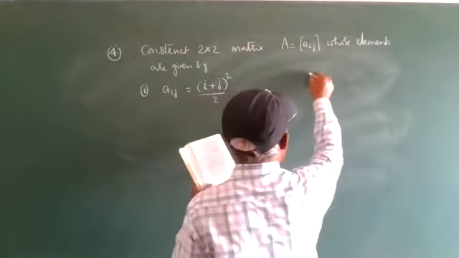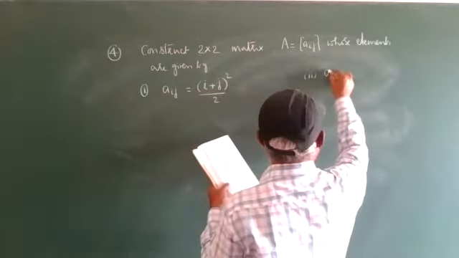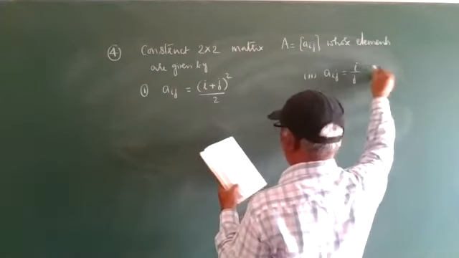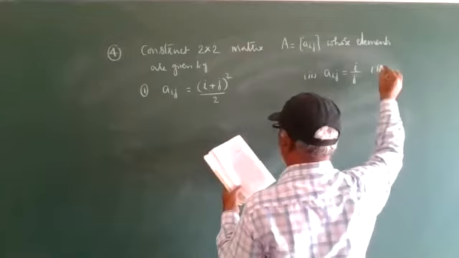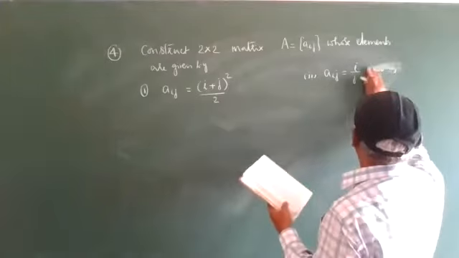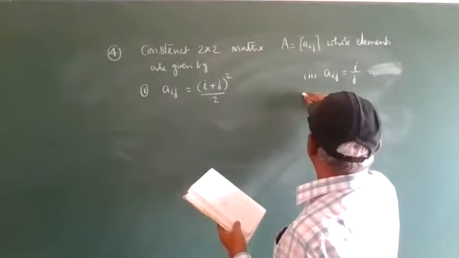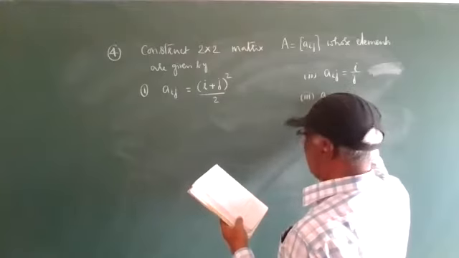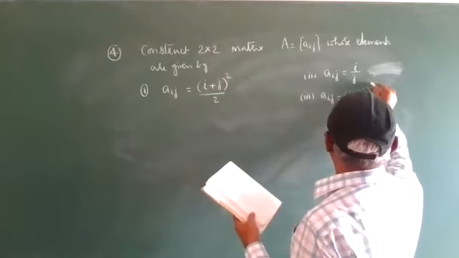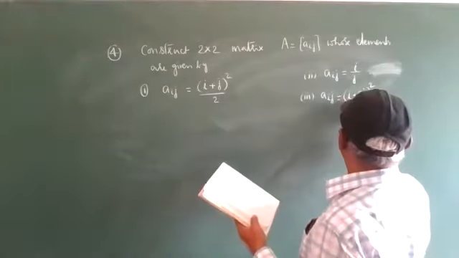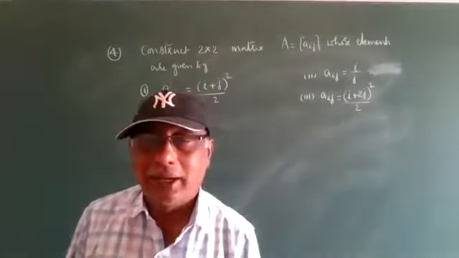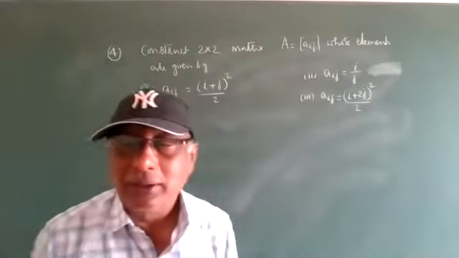The second bit: Aij, the general element, is i by j. The third bit is also given: Aij, the general element, is (i plus 2j) whole square by 2. I will do one problem, very easy. Our third question is the homework.